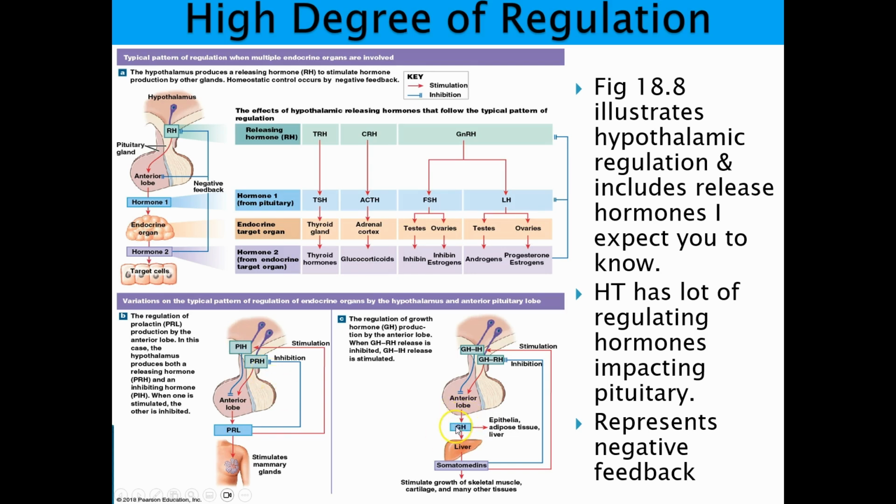Same thing if we go to growth hormone. Notice there's the growth releasing hormone that causes GH to be released. That goes to the liver. That produces somatomedins. And then notice we go back and we block the releasing hormone and we stimulate the inhibiting hormone. It's just showing you that typically when hormones are released, their secondary effect is to slow down the secretion of that specific hormone. Okay.